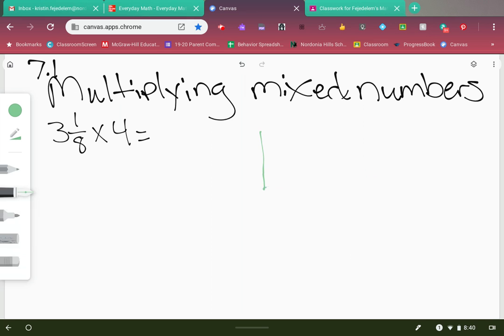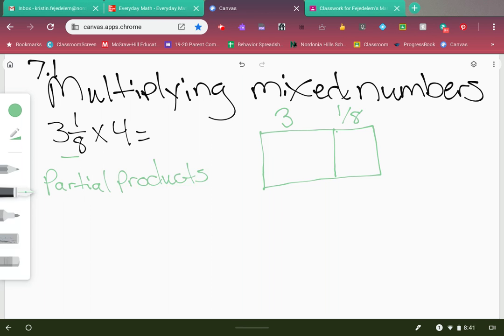So we need to draw our area model. And you can see in your book, they want you to list your partial products. So 3 1/8, we need to split up. We have a whole number of 3 and a fraction of 1/8. So we're going to split those along the length. And then our 4 is just our width. We do not have anything else with the 4, so we do not need to split it. So now we can find our partial product.